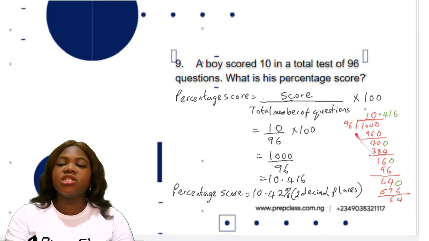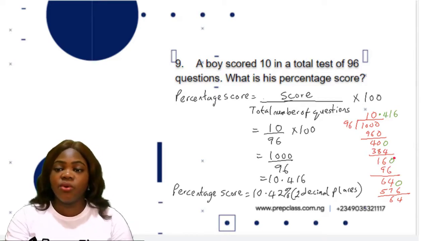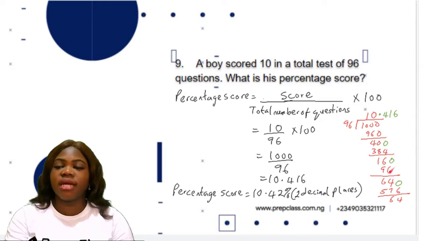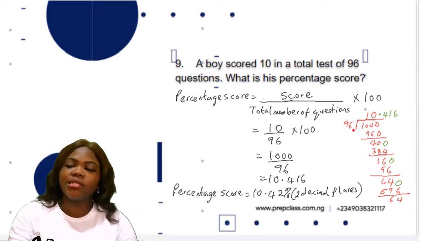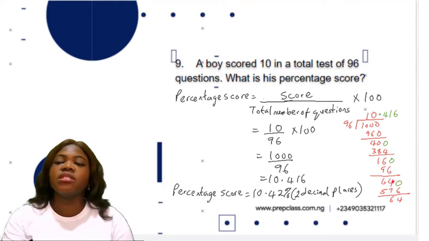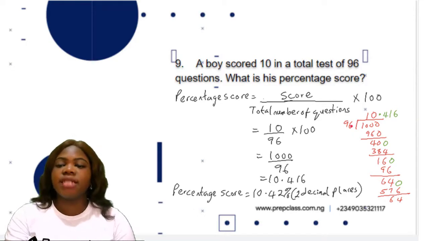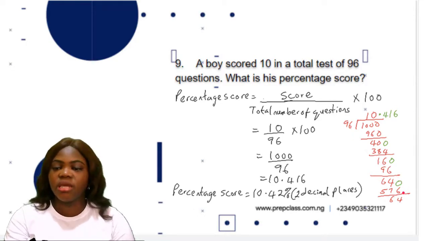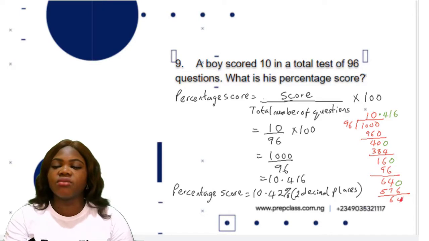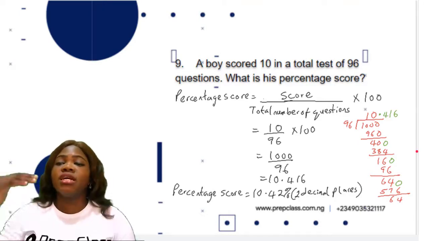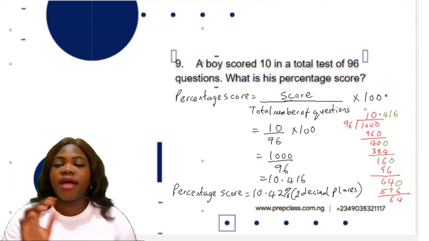Then 16 is not divisible by 96, so we add 0. 160 divided by 96 is 1. 1 times 96 is 96. 160 minus 96 is 64. 64 is not divisible by 96, so we add 0 again. So we have 640. 640 divided by 96 is 6. 6 times 96 is 576. 640 minus 576 is 64. So this division goes on and on. We continue to have 666 like that, so we have to stop it here.